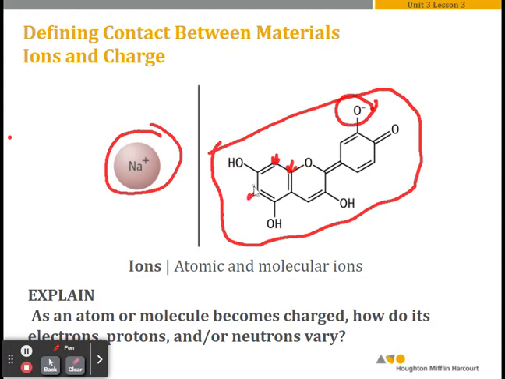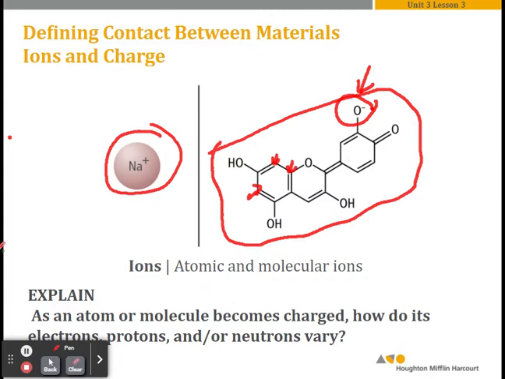Every corner where there's nothing written represents a carbon atom, and then the carbon atom will usually have some hydrogen atoms attached to it. So if we were to draw out this entire molecule, it would have a whole bunch of lines and carbons and hydrogen sticking off of it. So this is a shorthand way to draw a molecular structure, but the fact that there is this one negative charge means that the molecule itself is an ion.